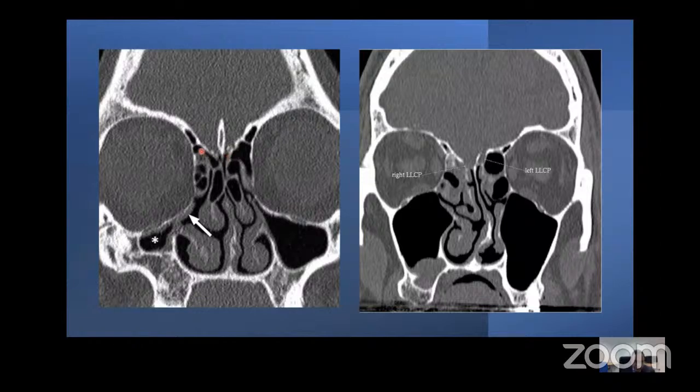In addition to the depth, also look for the symmetry or asymmetry of the fovea ethmoidalis and the cribriform plate. Here it is asymmetrical. Here you can see the right side is much deeper compared to the left. In such situations, again, be extremely careful when you're performing endoscopic sinus surgery because the risk of skull base penetration is much higher on the right side compared to the left.